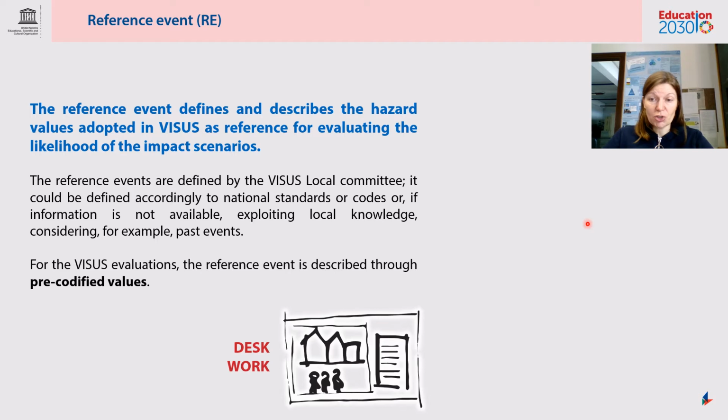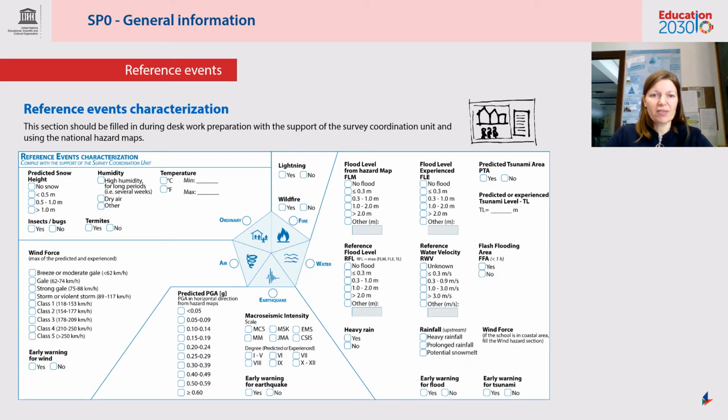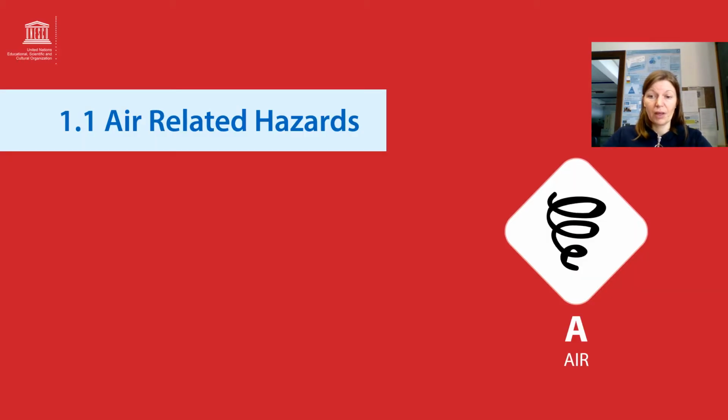The information acquired in the VISUS methodology for the reference events is described through precodified values. The reference events characterization is assigned to each hazard through a specific section. We will see in detail this section for each hazard in the next presentations. In the following, we are looking at the air-related hazards that in the VISUS methodology are represented through these symbols.